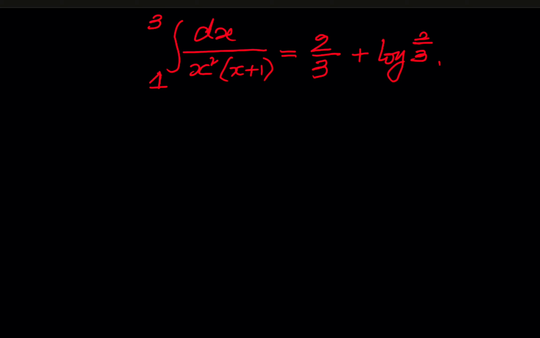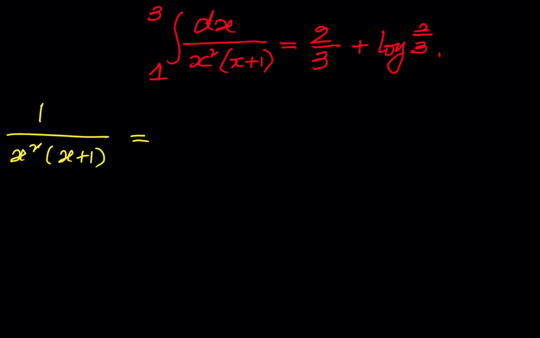Let's go. First, what is given? Let us see. 1 by x square into x plus 1. We will write it as 1 by x into 1 by x into x plus 1. That's equal to 1 by x into.